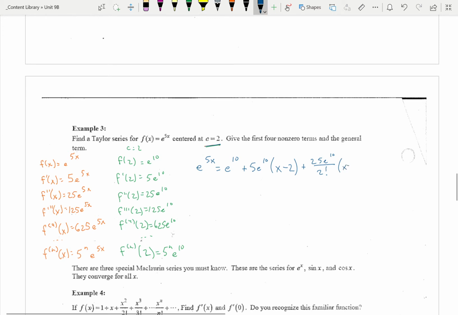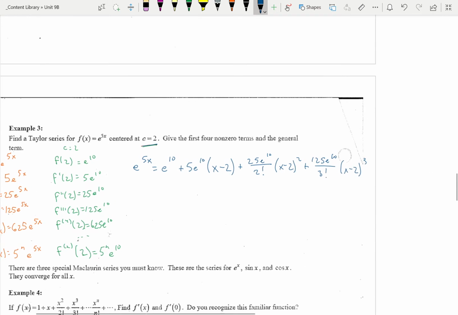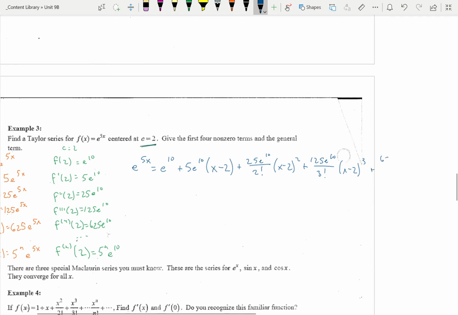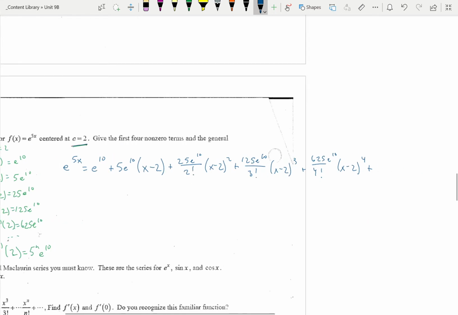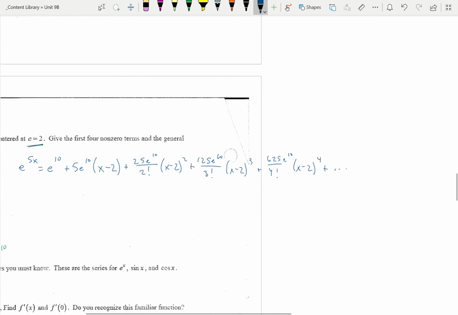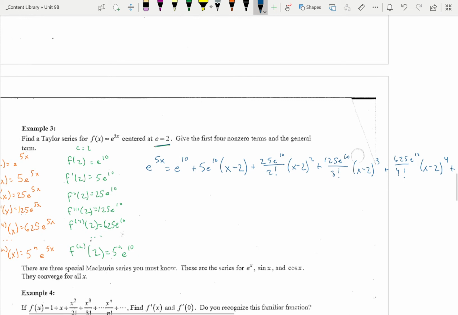And we've got x minus 2 raised to the 2, and then we've got 125 e to the 10 over 3 factorial times x minus 2 raised to the 3, plus 625 over 4, e to the 10, over 4 factorial times x minus 2 raised to the 4th, and that continues on and on forever. And we actually found the nth term of this, so I'm just going to go ahead and write it in summation notation, starting with n equals 0, going to n equals infinity, going on forever.